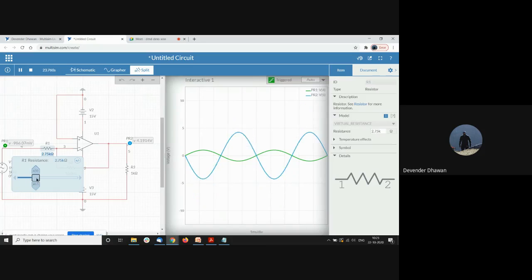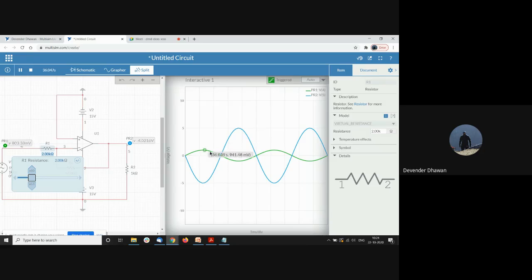So if I increase this, you see the gain has been decreased. If I make it 5K, so this should be now 5. No, what is this? This is your R1, and then this is your R2. Okay, yeah. So 10 by 5 is 2. So now it is 2. If I make it 2, then it would be 5. Okay, you can see that.